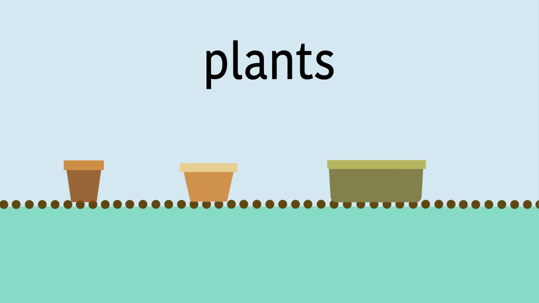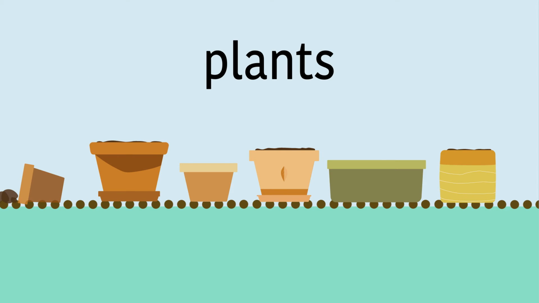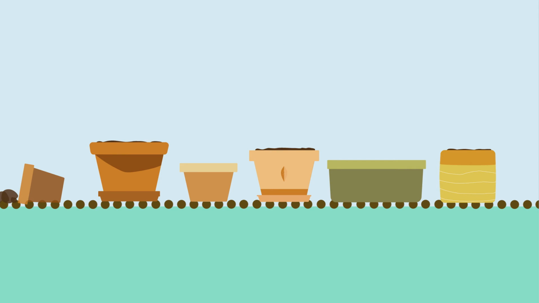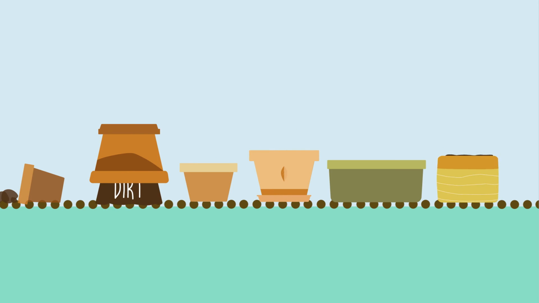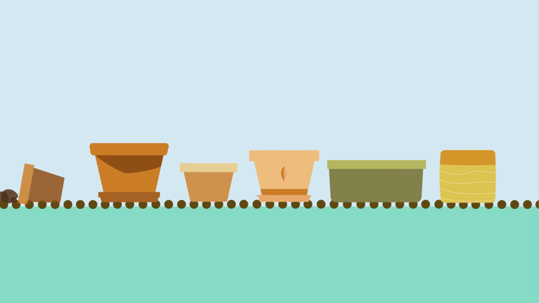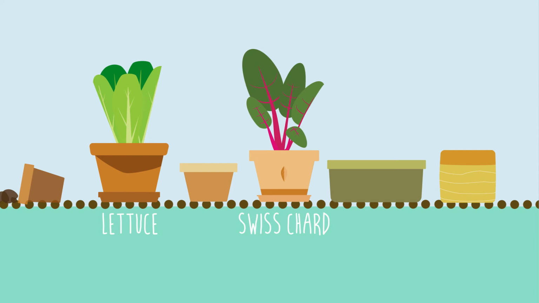The third component of an aquaponic system is plants. Plants rely heavily on both fish and microbes to survive. Unlike plants grown in the ground, aquaponics plants don't require soil to grow. However, most things raised in a traditional garden, such as lettuce, Swiss chard, and basil, can also be grown in an aquaponics system.